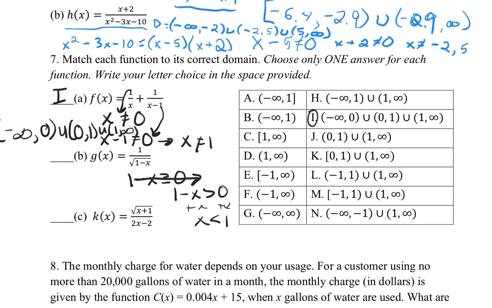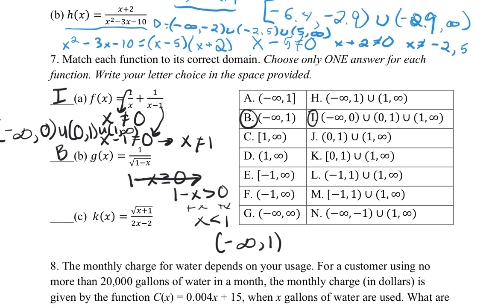So if we model that domain, that's going to look like we start at negative infinity, right, because it has to be less than, and then we go all the way until we hit 1. And so the letter that most mirrors this is B. So we can go ahead and select that, put that in here.